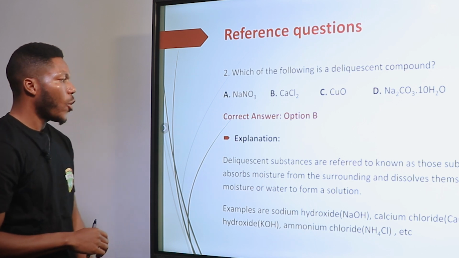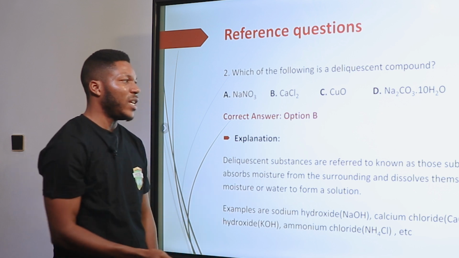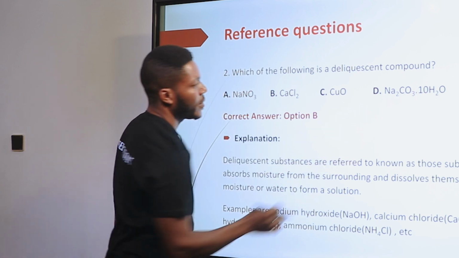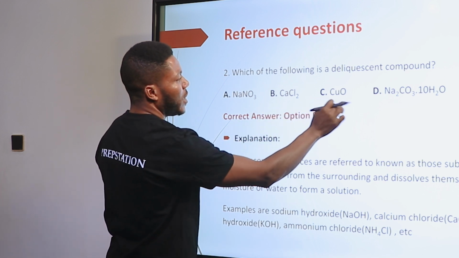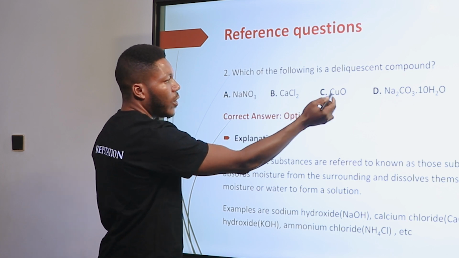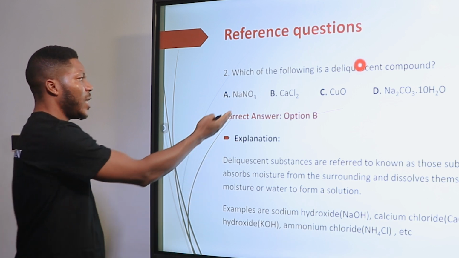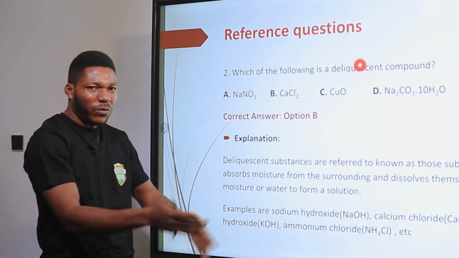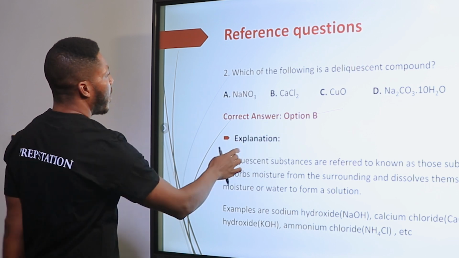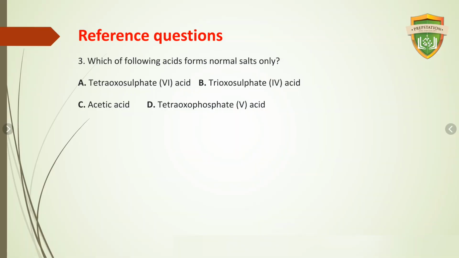The correct answer there is B. Why? Calcium chloride is deliquescent. But this one is efflorescent. CuO is hygroscopic. It will absorb moisture, but it will not form a solution. And this is a normal salt that will simply dissolve. So the answer there is B.